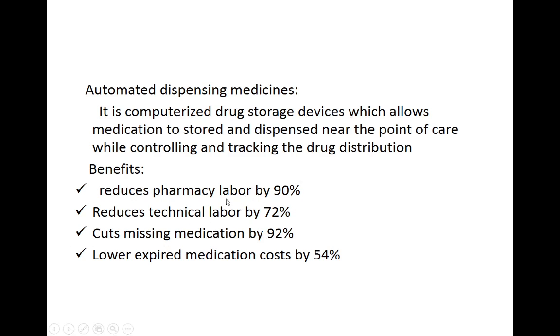Now with this, what will happen? It will reduce the pharmacy labor by 90%. The pharmacist doesn't have to do so much work. Then it reduces the technical labor by 72%, cuts missing medication by 92%, so no medication will be missing, and lowers the expired medication cost by 54%. This automated dispensing medication will help reduce all these things, and it reduces the time also. Understood this one? Yes or no? Yes, ma'am.